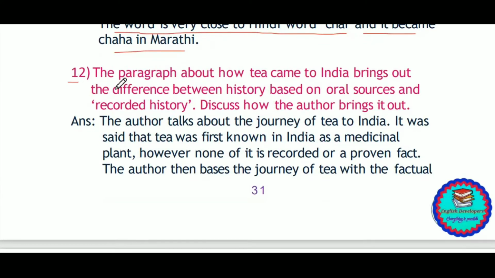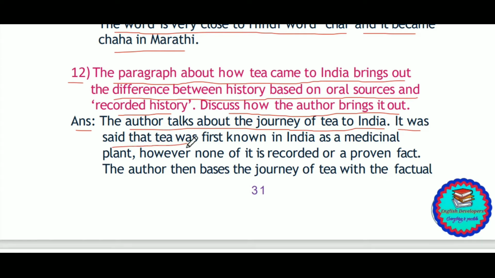Now question number 12. The paragraph about how tea came to India brings out the difference between history based on oral sources and recorded history. Discuss how the author brings it out. Answer is, the author talks about the journey of tea to India. It was said that tea was first known in India as a medicinal plant. However, none of it is recorded or a proven fact.